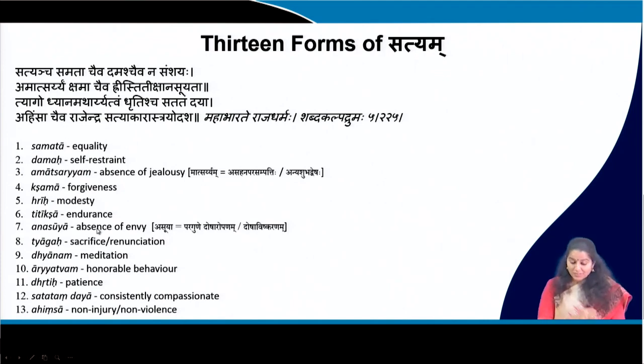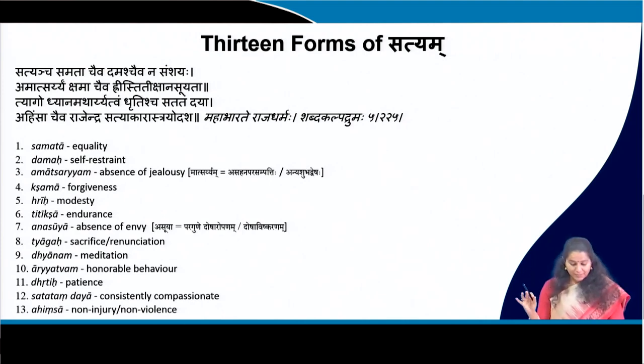Absence of envy. So what is the definition of envy versus jealousy? Asuya is paragune dosharopanam. When somebody is praising somebody else, they will say, no, no, useless person, there's nothing good in that person. So not being able to even tolerate the praise given to somebody else, and doshavishkaranam, going on finding faults with somebody, that swabhava is asuya. And here you have to be anasuya, which means that you should not focus on the faults of others, and be ready to praise and compliment wherever required.